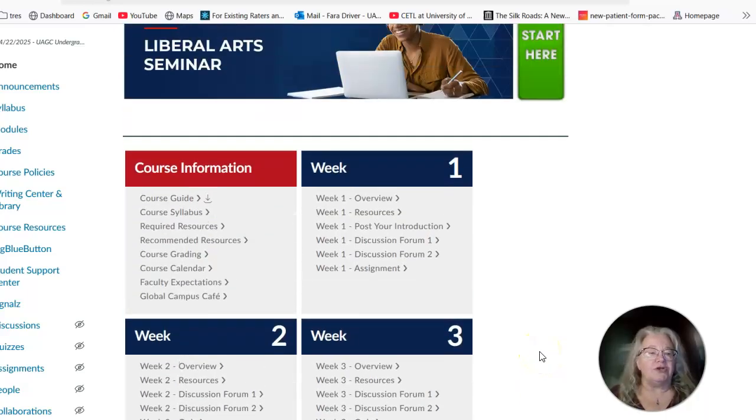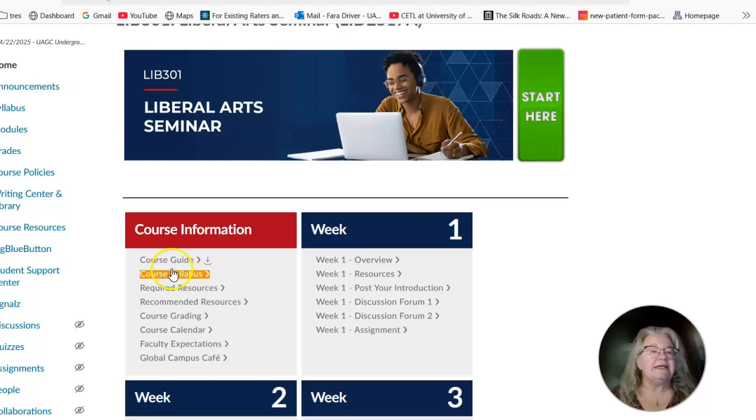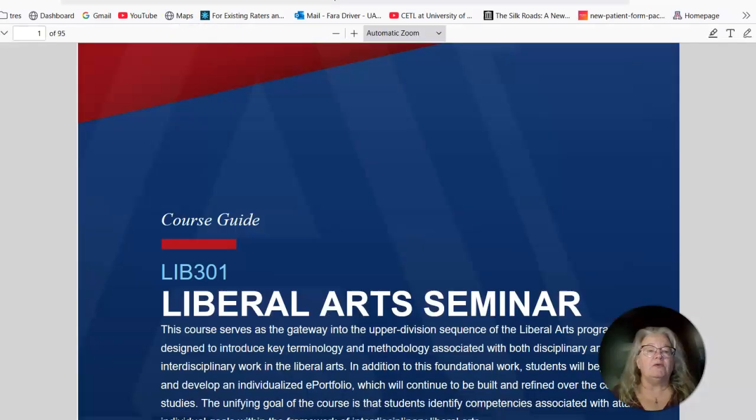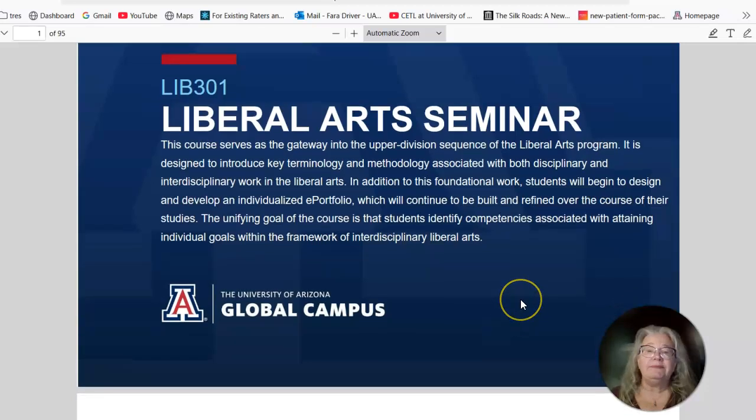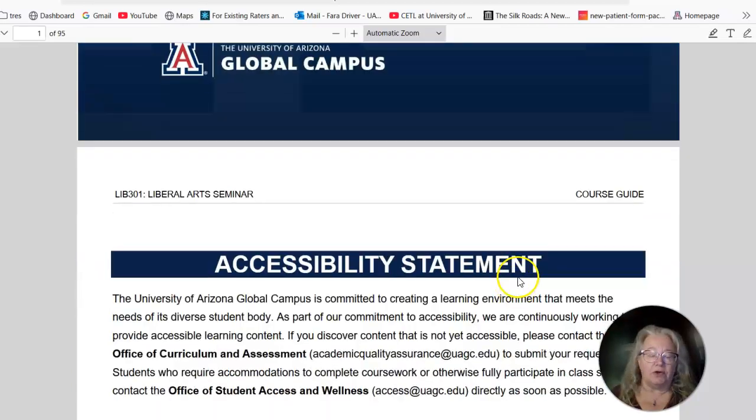Now, what I'm going to show you right now is of particular importance because it is the course guide. If you click on that, it's going to download the course guide, which looks like this. And I'll kind of go through it to show you some of the important stuff in it, so we'll know what we are doing. As it says here, it's a gateway course, as it were, to the upper division sequence of the liberal arts program. It's designed to introduce key terminology and methodology, and it is to also begin to design and develop your individualized portfolio. So again, two different focuses in what we're doing here, and you'll need to work on both of them.